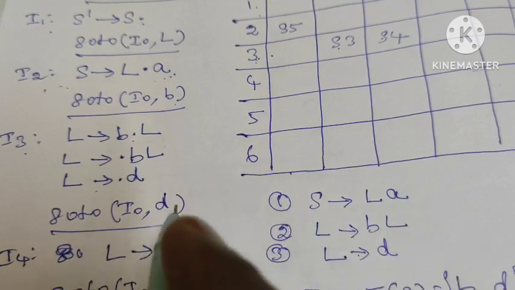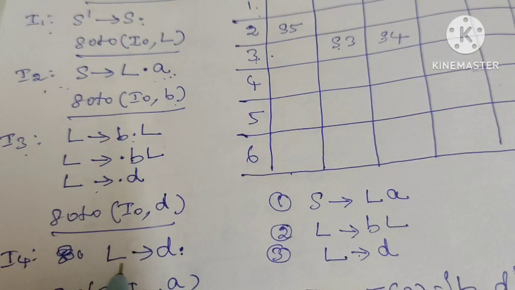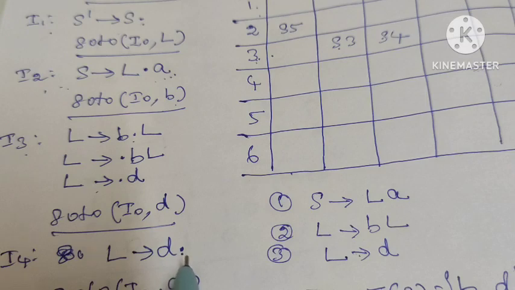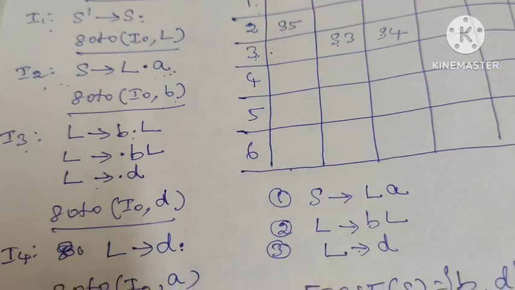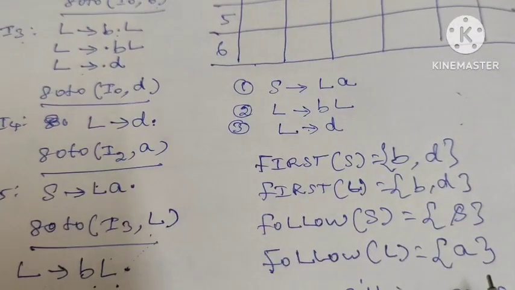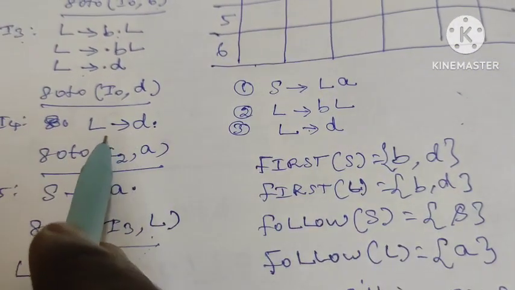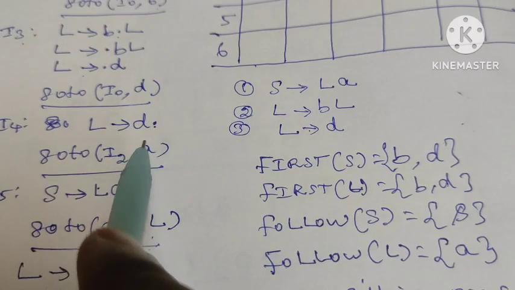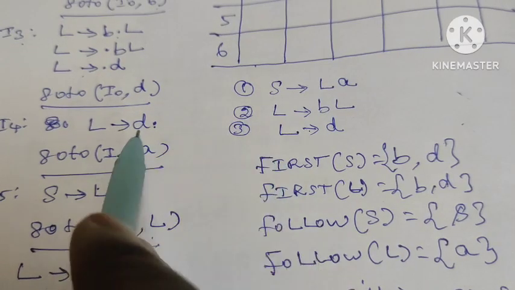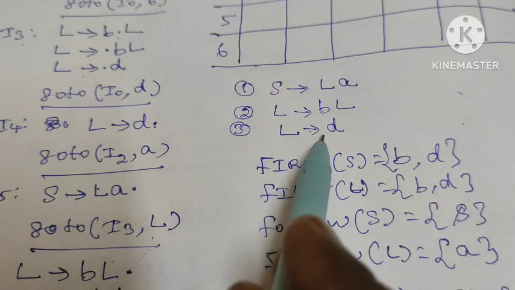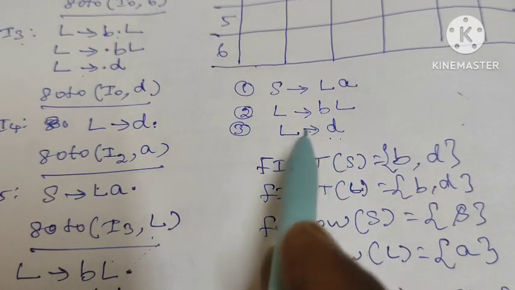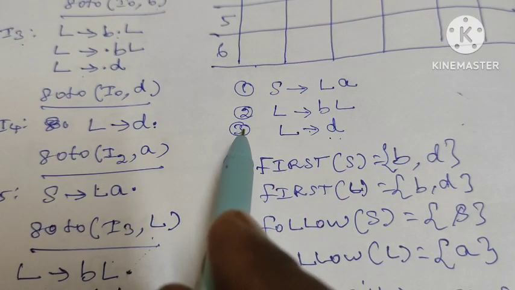Now see here where dot is available. In I4 we have L tends to D dot. So if dot is available at the end, you find the follow for L. So follow for L is actually A. And what is this original production? L tends to D dot comes from L tends to D, isn't it? So see the production number for L tends to D. It is production number 3.